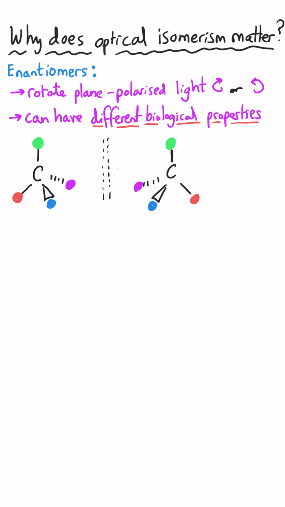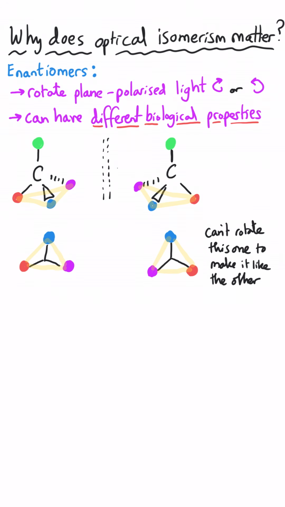So if we look at them from underneath, you can see I've got three different circles on the left-hand side arranged as a triangle, and then if I had a slightly different arrangement on the right-hand side for an enantiomer, there is no way that I can twist the second one to make it look like the first. And so this is symbolizing the two different enantiomers.